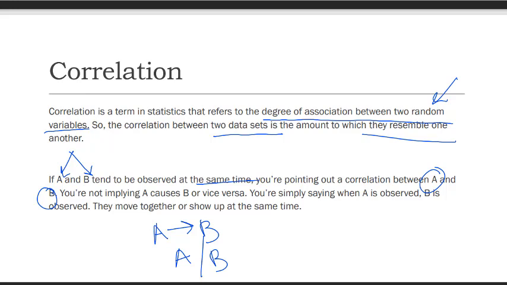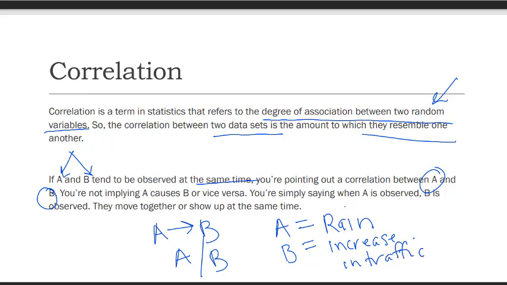Now, in a lot of ways, when we think that these things move together or show up at the same time, that sometimes causes us to think that this is the cause of something. So, for example, A can equal, let's say, the rain, and then B can also equal increase in traffic. On its own, these two things are two separate random variables. We have rain and we have increase of traffic.